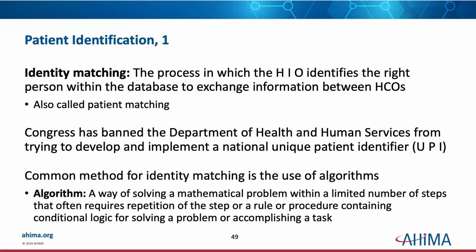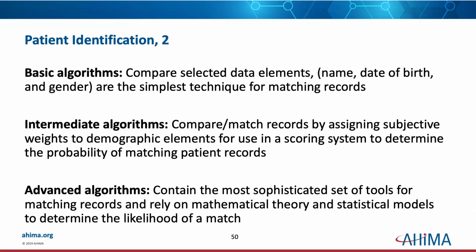All right, so a common method for identity matching is the use of algorithms. That is, for instance, where you're looking at data elements and comparing and matching and trying to figure out, like patient identification in the hospital. They ask to see your wristband. They ask you for two pieces of identification, usually your name and date of birth, to verify that you are the person they expect you to be. Same thing here with health information. They're looking at the data elements in the system to say, is this the same person?